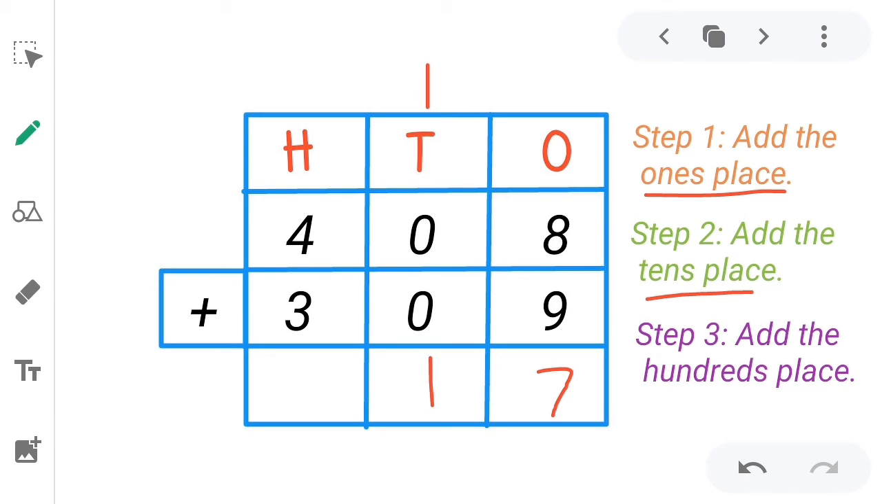Now the third step, that is adding the hundreds place. We have 4 and 3, so 4 plus 3 will give us 7. So the answer will be 717. Now let us take one more example of this type.